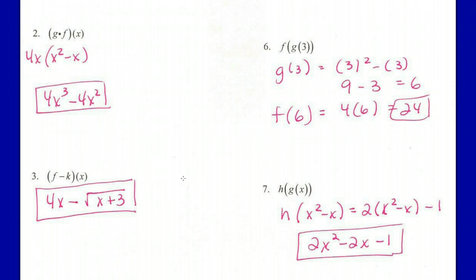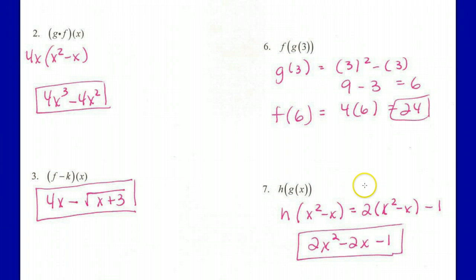So keep going. Number 3 down here, it just says subtract the 2 functions, and if you can't do anything with that, you just leave it as is. Number 7 says take g's function and plug x into g. Well, that's already been done. So then after you do that, you plug into h.